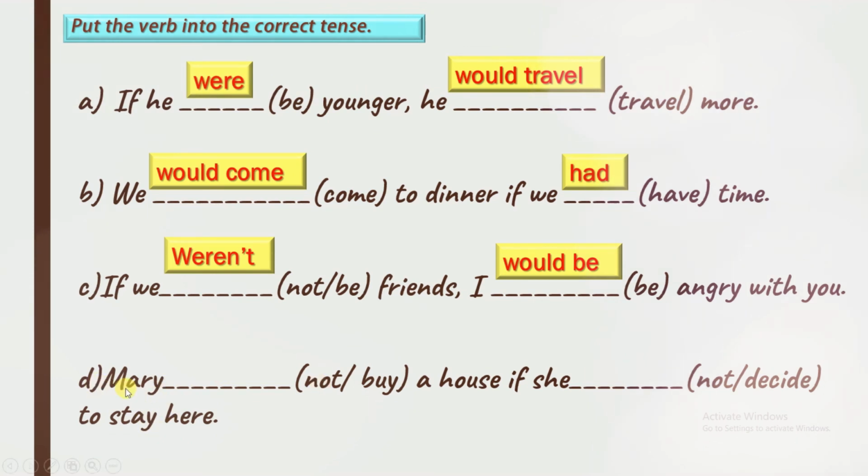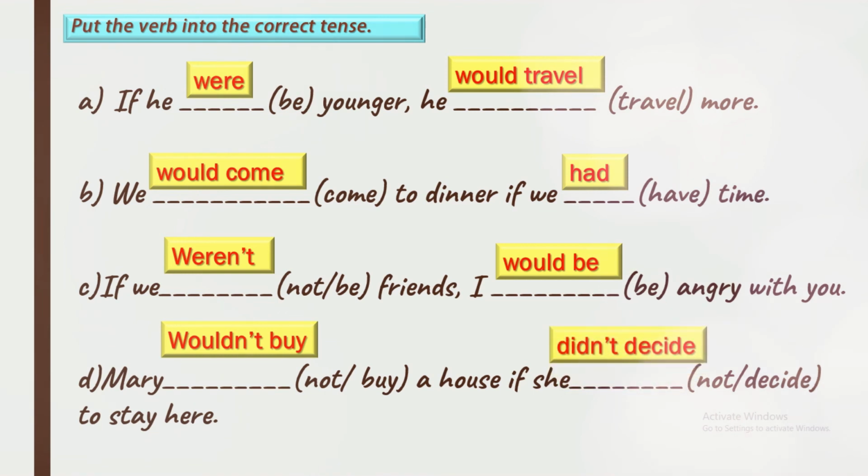D, and the last one. I have two verbs, not buy and not decide. I hope you can guess it right. Mary wouldn't buy a house if she didn't decide to stay here.